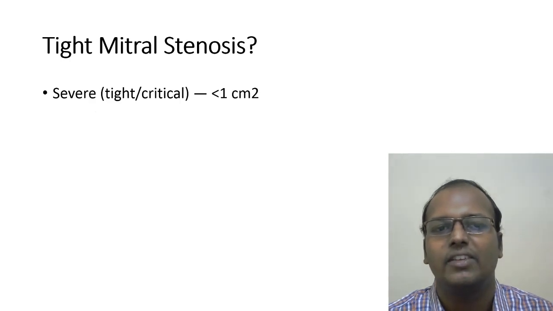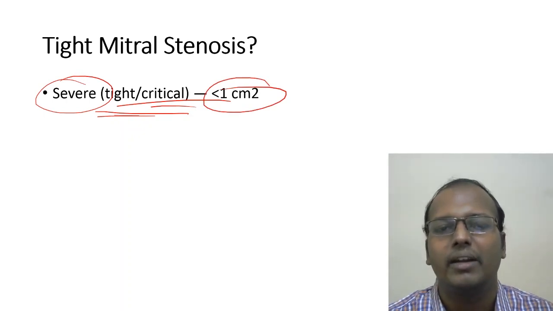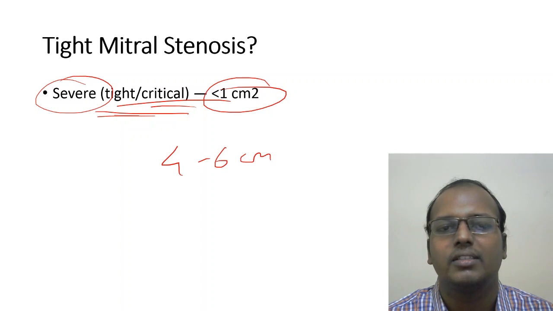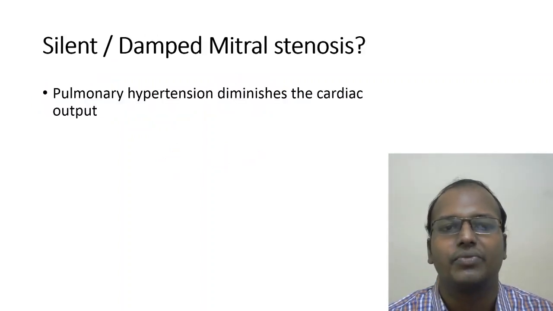Tight mitral stenosis is severe, or actually very severe. Very severe, tight or critical is less than 1 centimeter square. Normal mitral valve orifice is 4 to 6 centimeter square. Okay, what is silent or damped mitral stenosis?